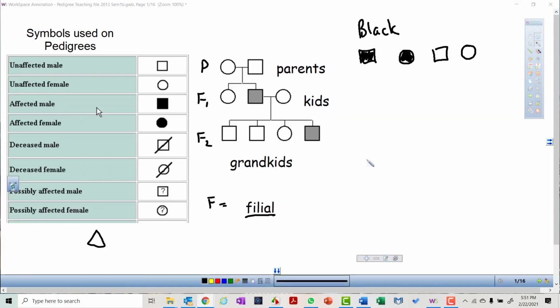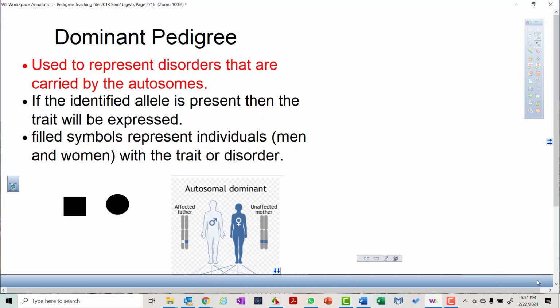If you have a person who is deceased in your pedigree, we draw a line through them, and that line indicates that they are no longer alive. Occasionally, depending on the situation, we might not know if the person had the trait of interest or the disease. And if that's the case, we just put a question mark. All right? So now, let's jump into the pedigrees.